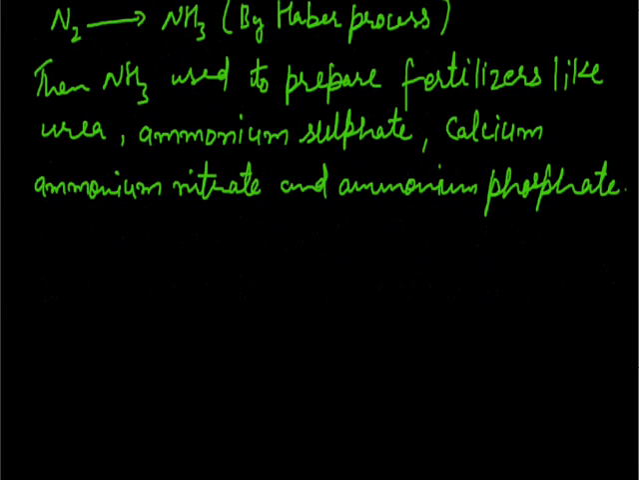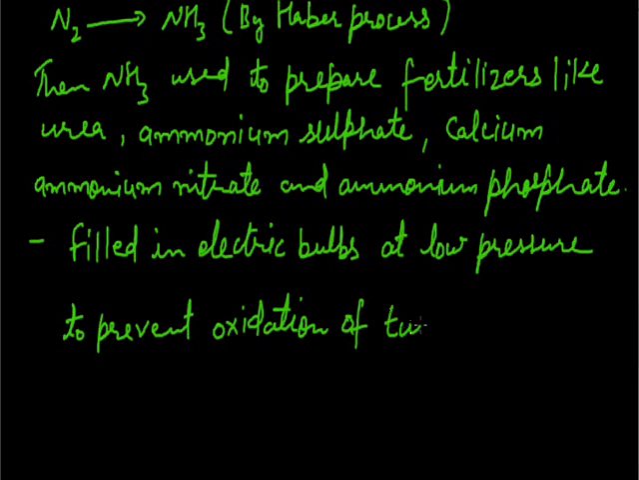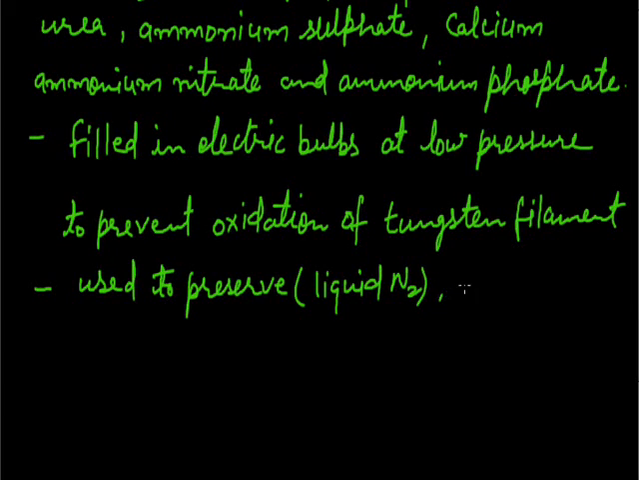Nitrogen is also filled in electric bulbs at low pressure to prevent the oxidation of the tungsten filament. It is also used as a refrigerant as its boiling point is -195.8 degrees Celsius, so it is used to preserve blood, eye, cornea, etc. In fact, liquid nitrogen is used during skin grafting in burn victims and in vitro fertilization.